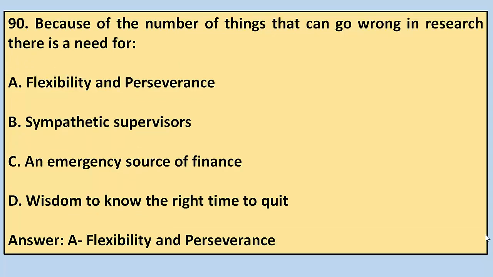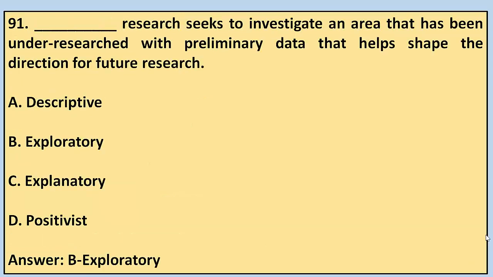Because of the number of things that can go wrong in research, there is a need for: A. flexibility and perseverance, B. a sympathetic supervisor, C. an emergency source of finance, or D. wisdom to know the right time to quit. Answer is A. Flexibility and perseverance.